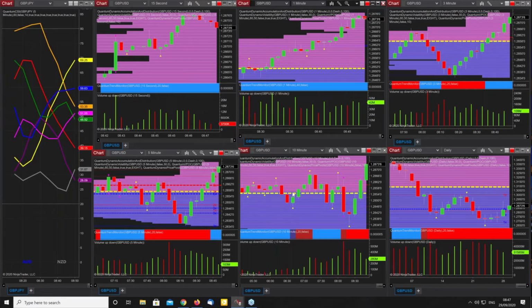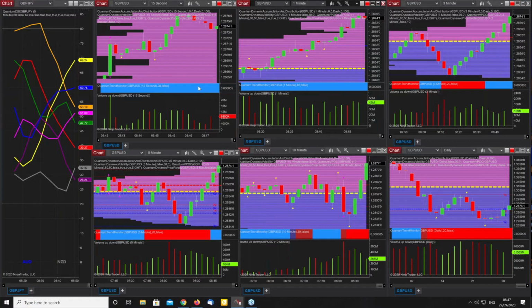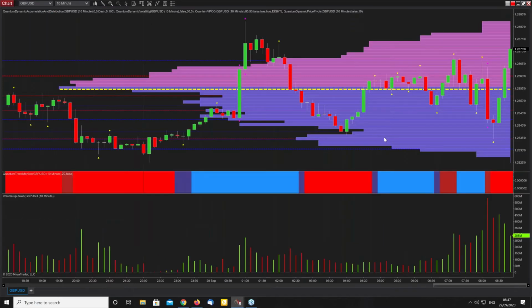And it's supported with the trend monitor throughout the time frames, 15, 1 minute, 3 minute on blue, 5 minute on blue. Hasn't transitioned on 10 yet. We've got some way to go on 10. May not ripple through on there, but that's what you're looking for.